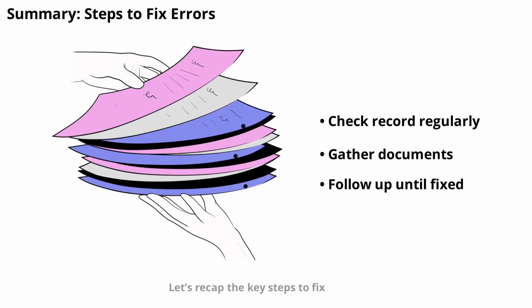Let's recap the key steps to fix errors on your Social Security earnings record. Check your record regularly, gather supporting documents, contact your employer or the SSA, fill out Form SSA-7008, and follow up until the correction is made. Staying organized and proactive is the best way to protect your benefits and ensure your record is accurate.